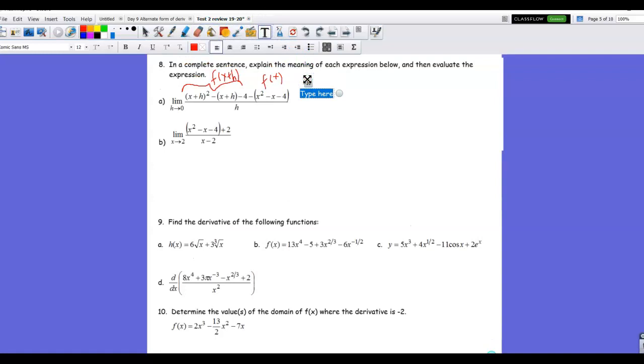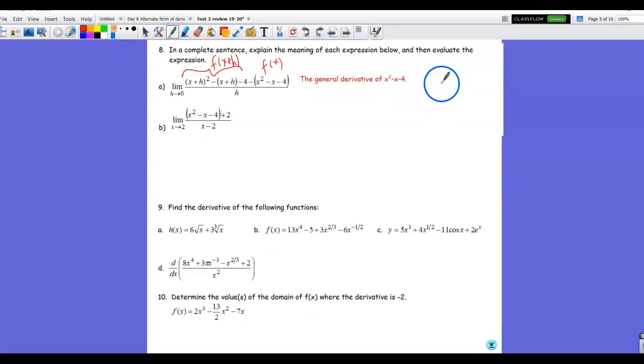So it looks to me that we're looking at the general derivative of x squared minus x minus 4. That's what this expression is, because that's what they said, explain the meaning. Let's move that up. There we go. And so then evaluate the expression. So I know by the power rule, the derivative of x squared minus x minus 4 is 2x minus 1. So that is my slope generator because it's a general derivative.